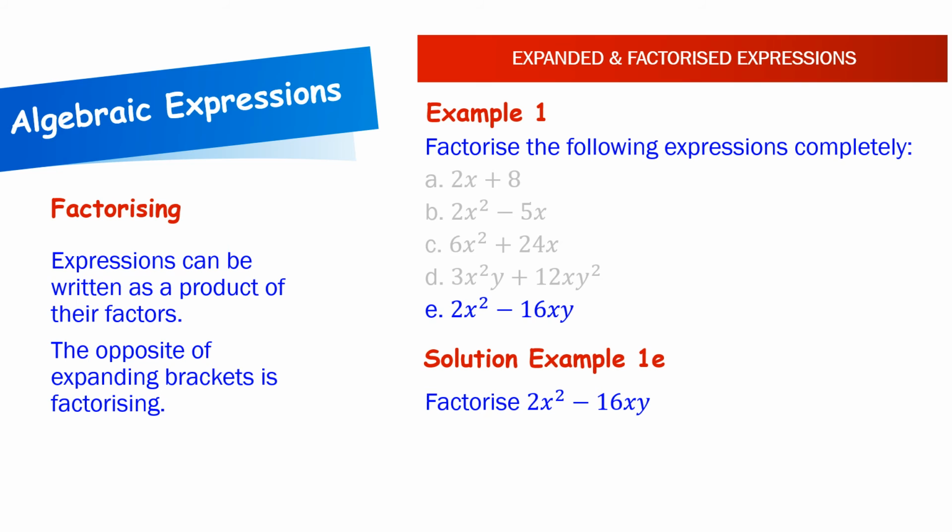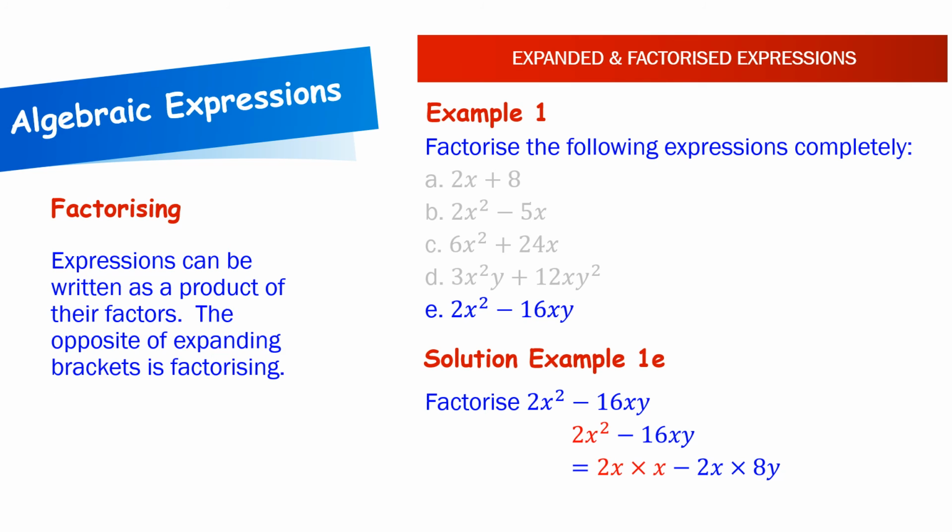And finally, let's factorise the expression in part e. Again, we consider each term separately and position the factor which is common to both terms towards the front of each term. So 2x squared is as shown, and minus 16xy is as shown. You can see that 2 and 8 have been highlighted as 2 times 8 is 16. So we position the 2x outside the brackets and the rest inside.